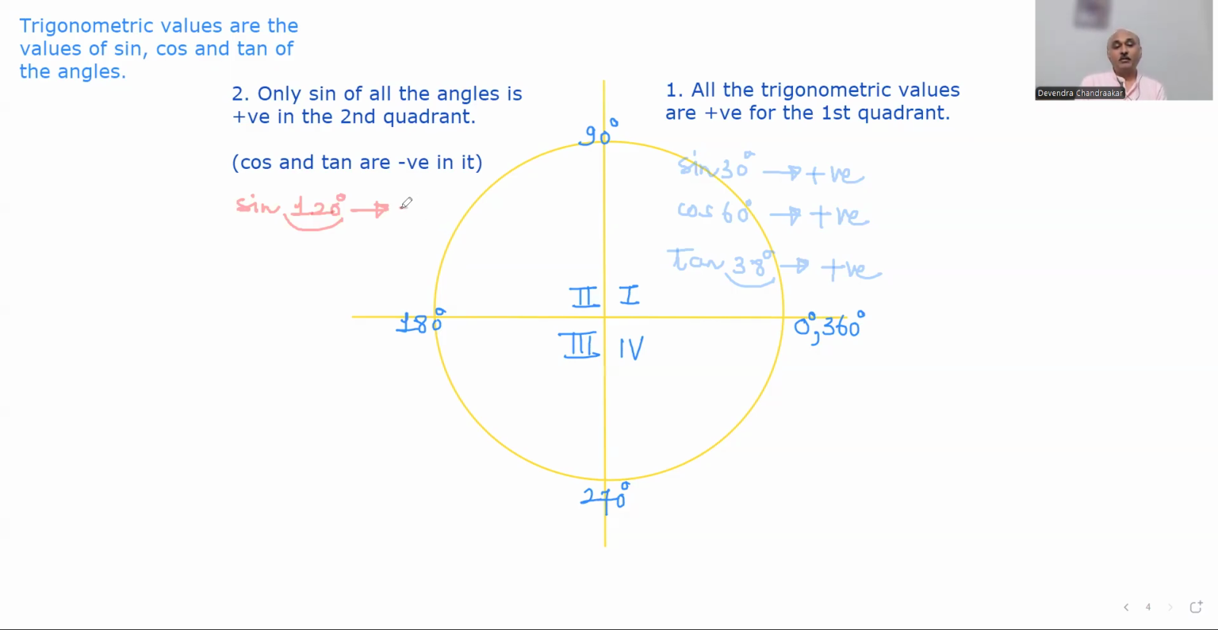Positive. It's written here, right? Only sine of all the angles is positive. What about cos 150? Positive or negative? Negative. Very good.